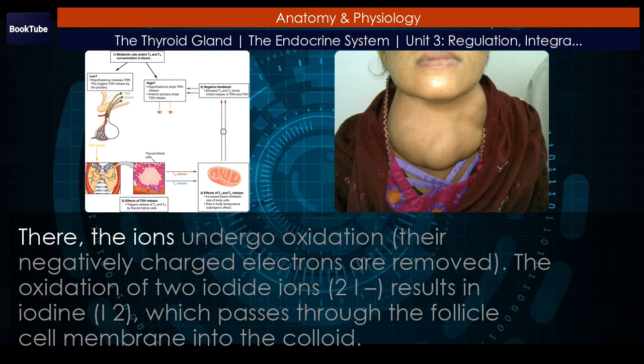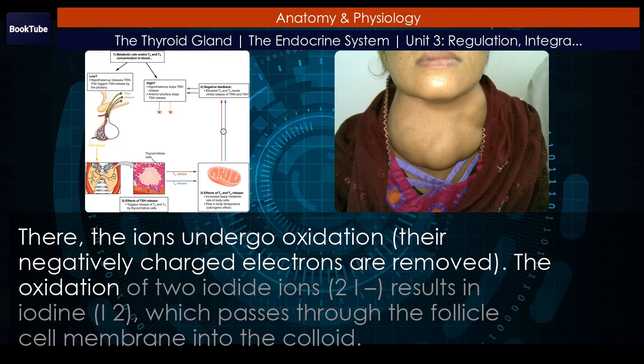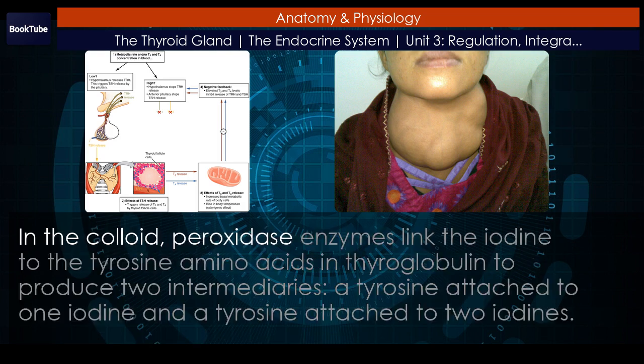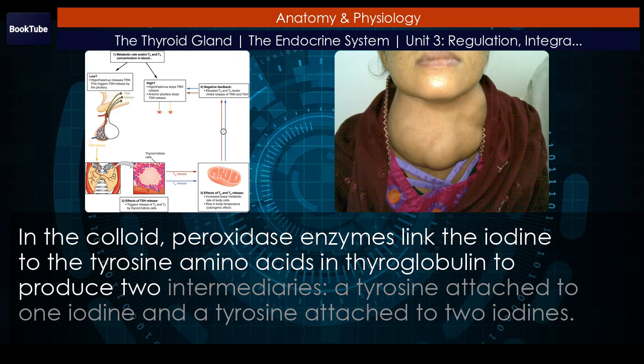There, the ions undergo oxidation. Their negatively charged electrons are removed. The oxidation of two iodide ions, 2I⁻, results in iodine, I2, which passes through the follicle cell membrane into the colloid. In the colloid, peroxidase enzymes link the iodine to the tyrosine amino acids in thyroglobulin to produce two intermediaries, a tyrosine attached to one iodine and a tyrosine attached to two iodines.